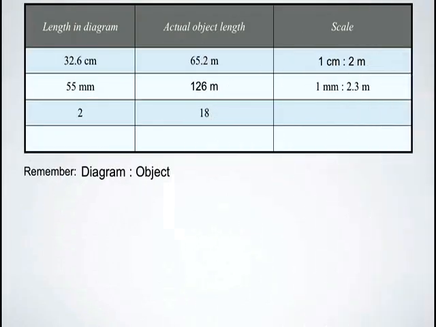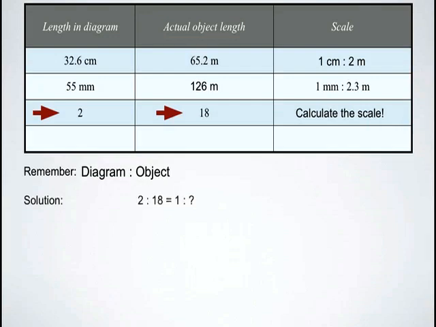The third row, 2 to 18 is what's given. The length in the diagram is 2, the object length is 18, and we're looking for the scale. So for our solution, 2 to 18 equals 1 to some unknown. The first number in a scale is always 1. There are no units included in this one because there were no units given with our measurements.